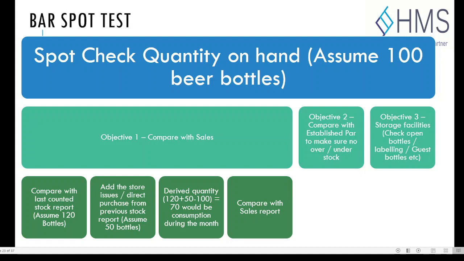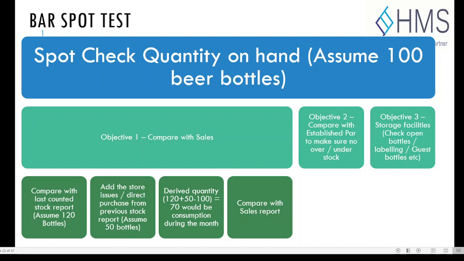And then also the objective is to compare against the established par. So how much they should be carrying and how much they are carrying in actual. And also the third objective is to check the storage facilities. Any questions on this or any experience that you want to share, Venki, based on your experience?